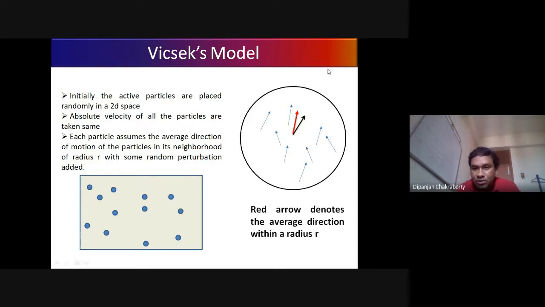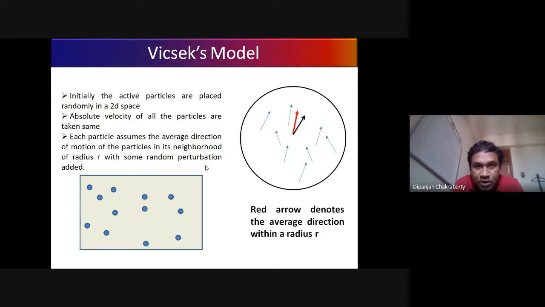So this red arrow denotes the average direction of the neighbors. So the neighbor of this one. Okay, where is the mark? Yeah, this one. So in the next time step, it will move along this average direction with a random perturbation. The random perturbation is added, and you can make an analogy with the temperature.